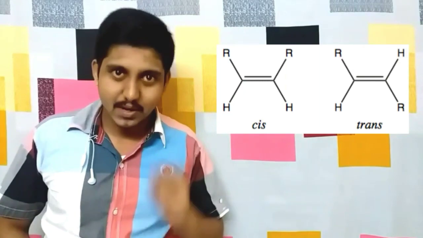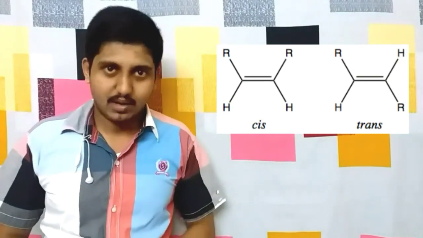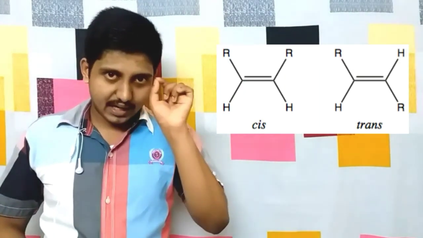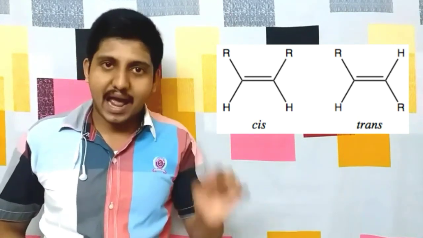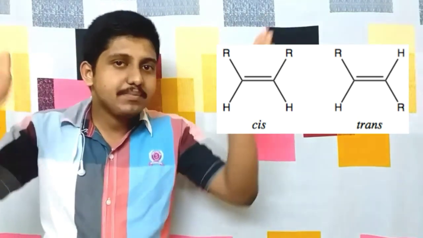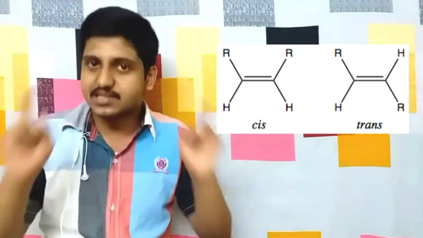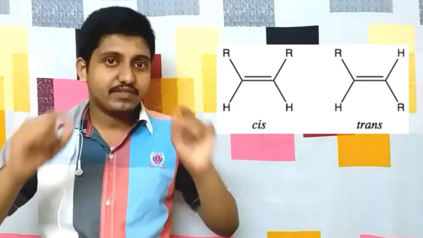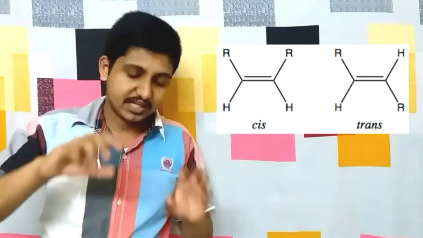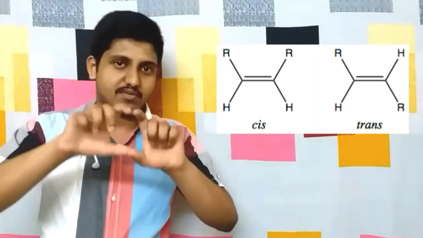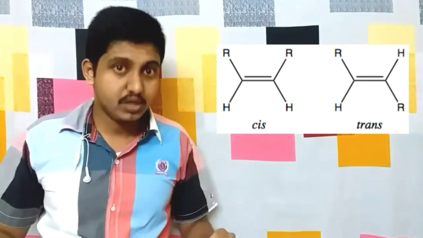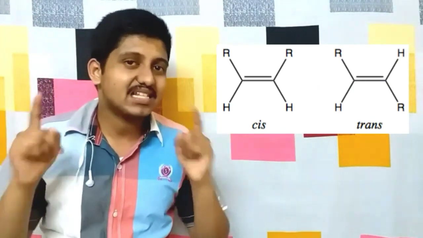As I have said before, in geometrical isomerism the most common system of naming is as cis and trans isomers. So what is meant by a cis isomer? If the similar groups or similar atoms are present on the same side of the double bond, it is called a cis isomer. While if the similar atoms are on the opposite sides of the carbon-carbon double bond, then it will be called a trans isomer.